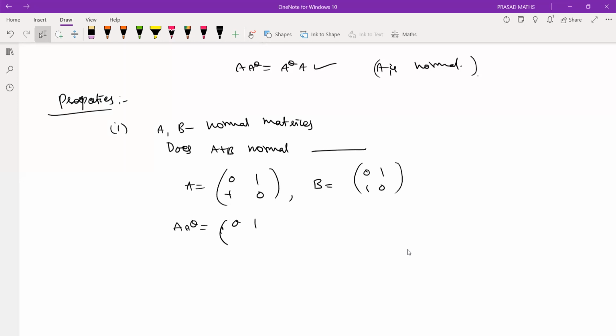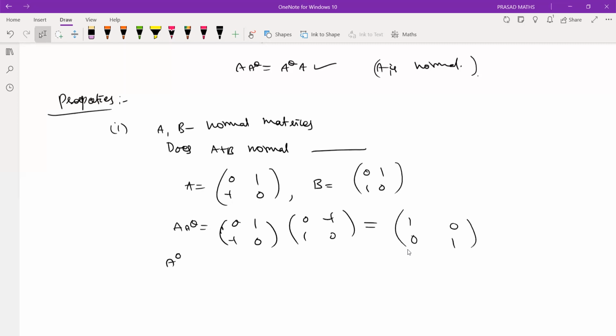First you need to check. A is 0, 1, minus 1, 0. And what is A theta? A theta is itself A transpose because it has real entries. Therefore 0, 1, minus 1, 0. Therefore 0 into 1, 1, 0 into minus 1, this is 0. Next 0, so 1.